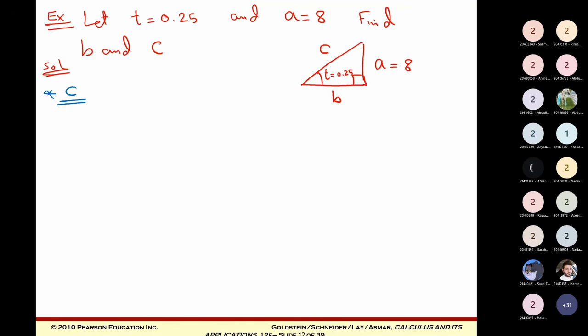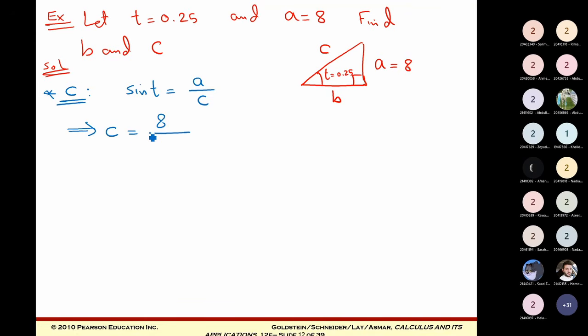Okay, by Pythagoras we cannot, because only one side is given in this example. Using Pythagoras, we need two sides to find the third side, but here we have only one side. So we use sine for finding C. Good, because the sine of t equals what? Equal A over C. t is given, A is given, so we can find the value of C.